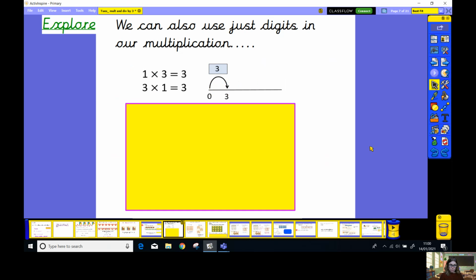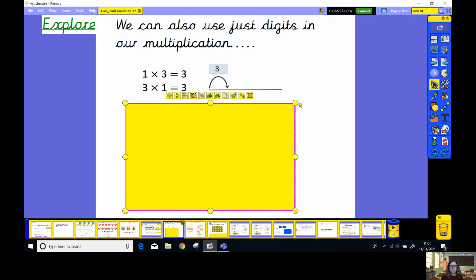Okay, now we're going to stop using representations for a moment and just use digits. Now we remember when we're multiplying, we're just continuously adding. So I'm going to use a number line to help me here. And I've come up with the first calculation, which I'm going to look at, which is 1 times 3, which equals 3. Another way of writing it would be 3 times 1, or 3 lots of 1 equals 3. And on my number line, I'm doing 1 jump in threes, and the answer is 3.